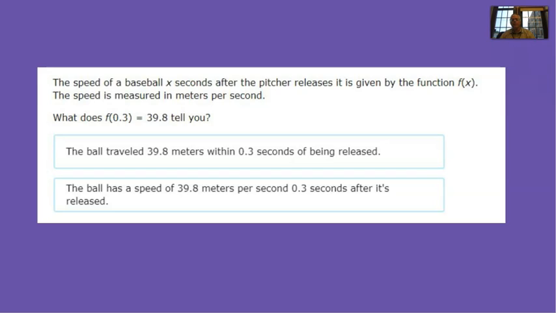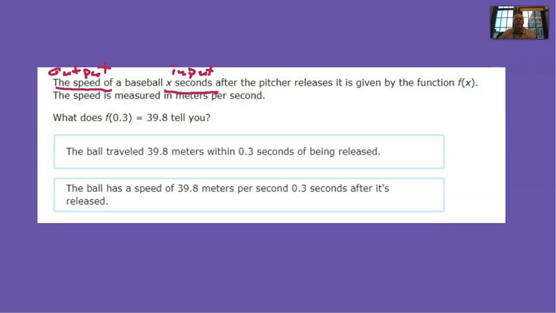Now, we're almost done with this. This is from IXL, and this is one of the skills we need. It's interpreting the function. So it says the speed of a baseball, x seconds after the pitcher releases it, is given by the function f of x. The speed is measured in meters per second. So the input is how long the ball has been in the air since it was released. That's the input, the seconds. The speed is given by the function. That's the output.